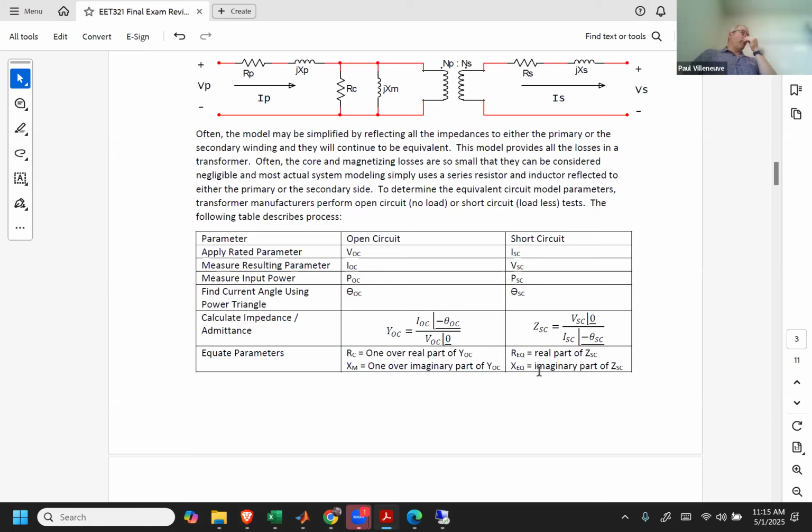Then we have to measure the input power because we don't really have a device that can calculate the phase angle between the voltage and the current, but we can measure the input power. We can use devices that do that. We have to measure both powers here.